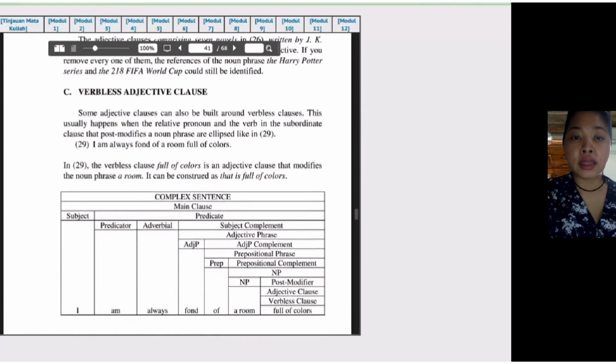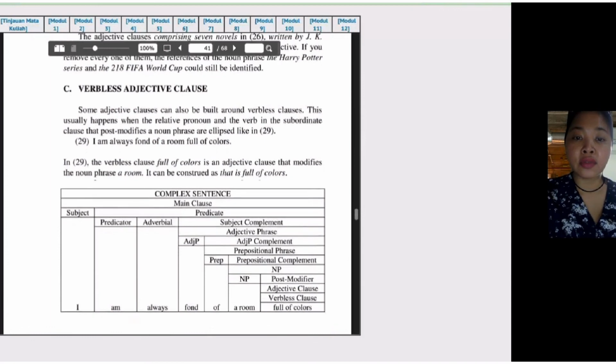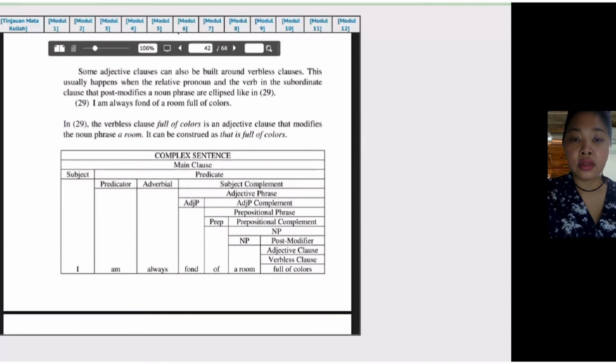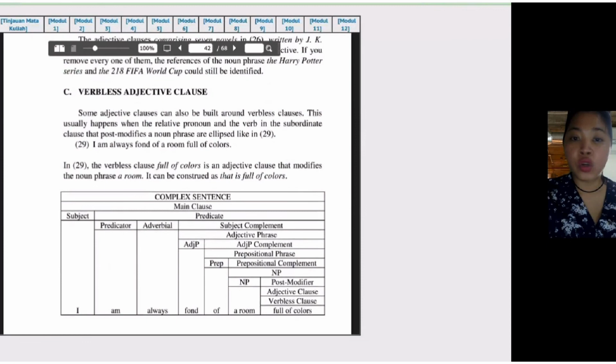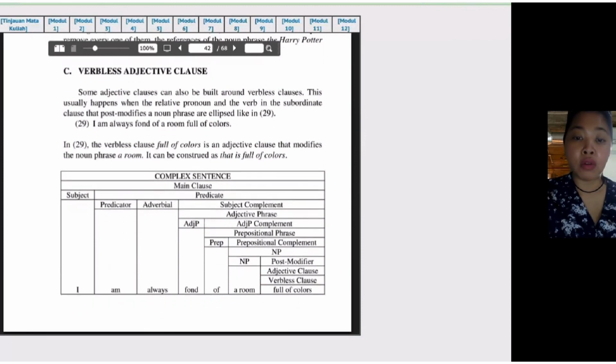And the last one is verbless adjective clauses. So there is no verb, like: I am always fond of a room full of colors.